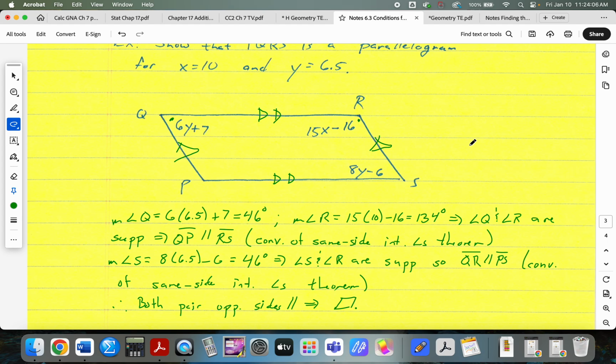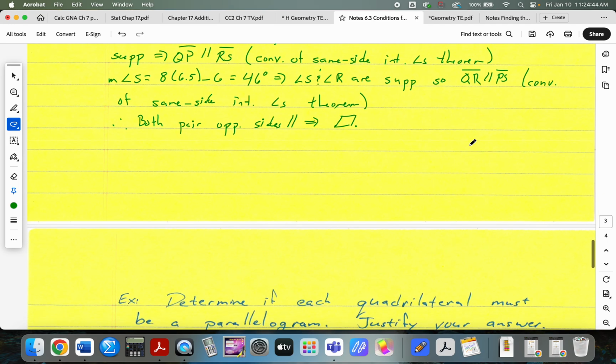The mistake that people make on that is that they want to say both pair of opposite angles are congruent. And I'm like, well, how do you know what angle P is? And they'll go, well, it's got to be 134 because the opposite angles have to be congruent. And I'm like, wait a minute, that's circular reasoning. You're saying that because both pair of opposite angles are congruent, it's a parallelogram. And when I ask you why angle P is 134, you say because opposite angles are congruent in a parallelogram. Do you see how that's circular? Right? You've said it both ways.